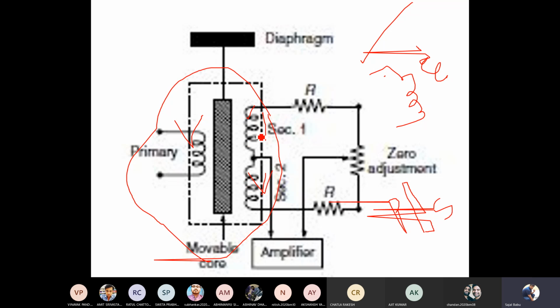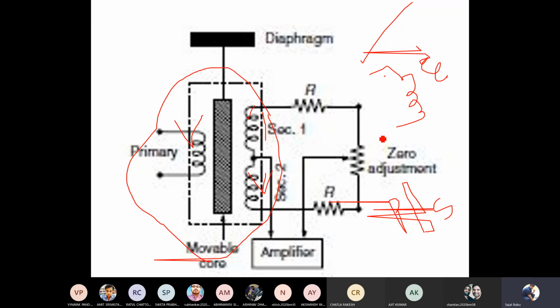Then you connect these two windings in such a way that the EMF induced in this one and the EMF induced in this one will be equal. Let us consider that in this coil you have 5 volts, and here also you have 5 volts. So these two 5 volts will be equal. That means the voltage induced in secondary 1 and secondary 2 will be equal. Apart from that, we have made the connection in such a way that these two voltages are in phase opposition. Let us consider the voltage in this secondary coil is plus 5 volts, so the voltage in the other secondary coil will be minus 5 volts. So if you take the complete output voltage, it will be 0, right?